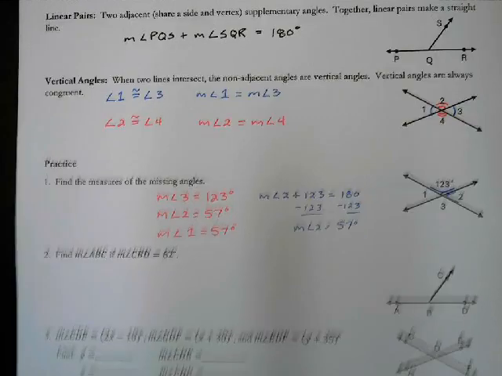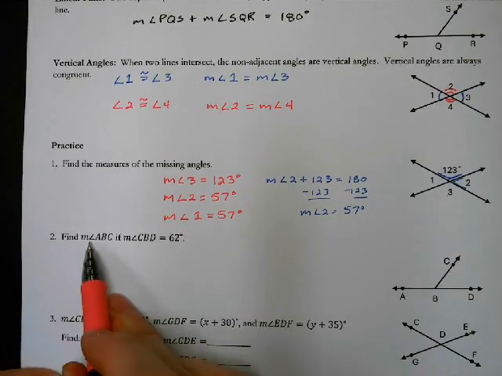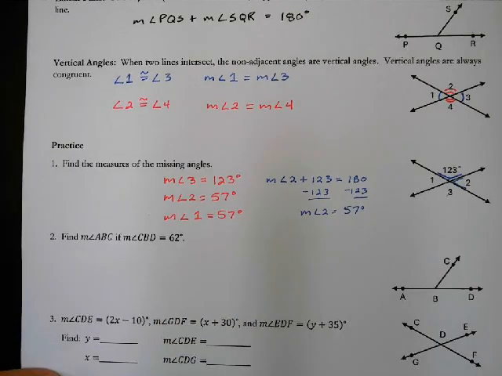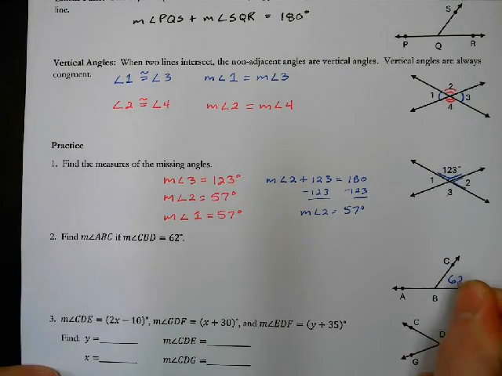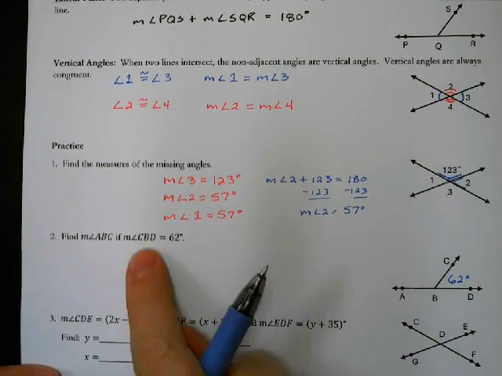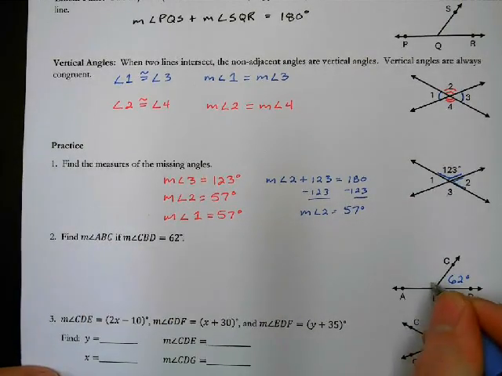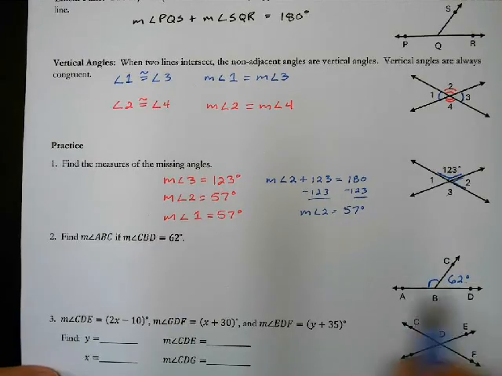All right, next one. Find the measurement of angle ABC if angle CBD is 62. All right, so they're saying that CBD, that angle right there, is 62 degrees. They want us to find ABC. ABC is this angle. Well, those two angles are linear pairs. They make a straight line.